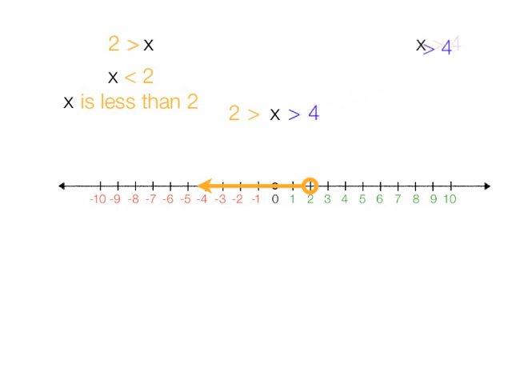The problem on the right-hand side is x is greater than 4. And x is greater than 4, of course. And again, we know how to graph that. We put over here, the 4 is open, and the arrow and the greater than sign point in the same direction.